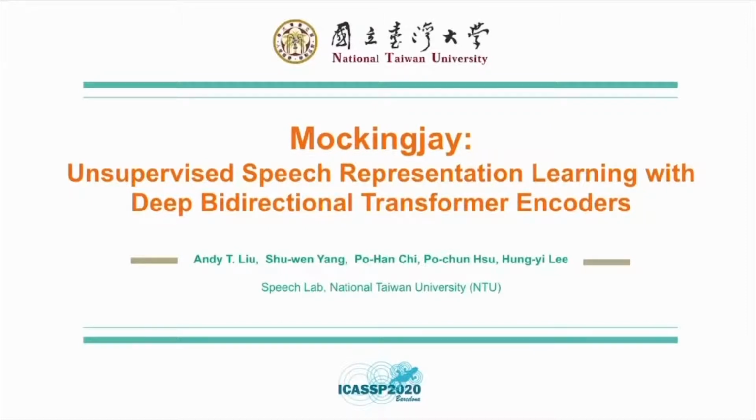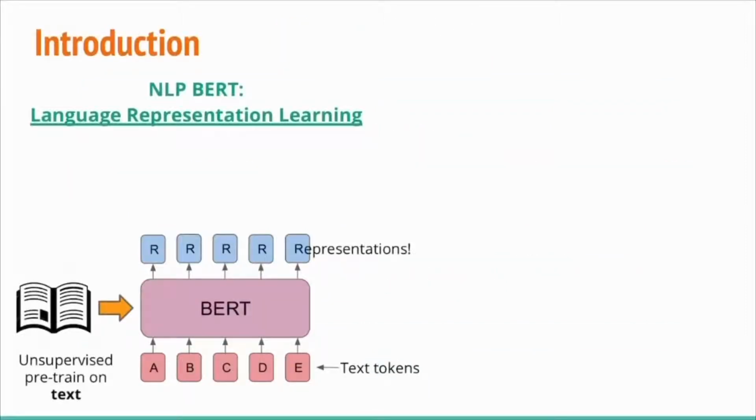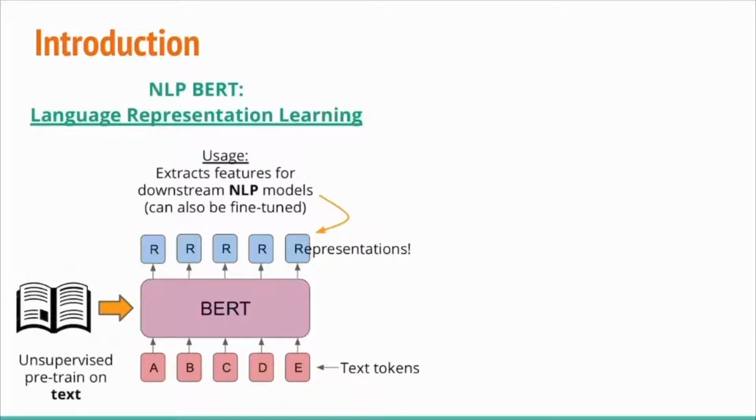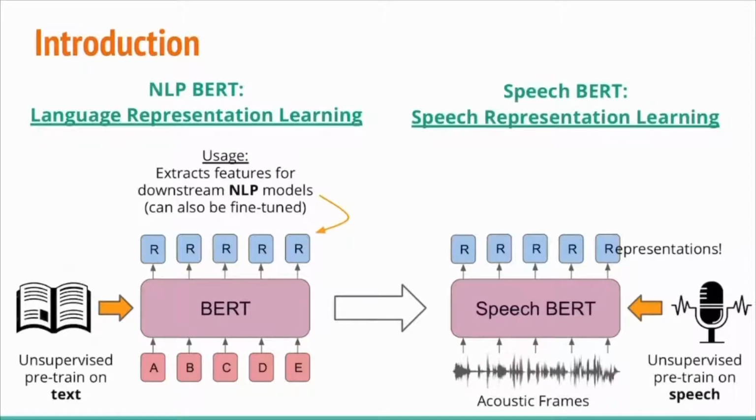So, let us begin. BERT is a very well-performing language representation model, which is unsupervised trained from a large amount of unlabeled text. When input with text tokens, the model outputs representations. When used with downstream NLP models, such as QA model, summarization model, through feature extraction or fine-tune, BERT achieved many state-of-the-art results. Inspired by BERT in NLP, we aim to build a speech version of BERT, which will be unsupervised trained on a large amount of unlabeled speech.